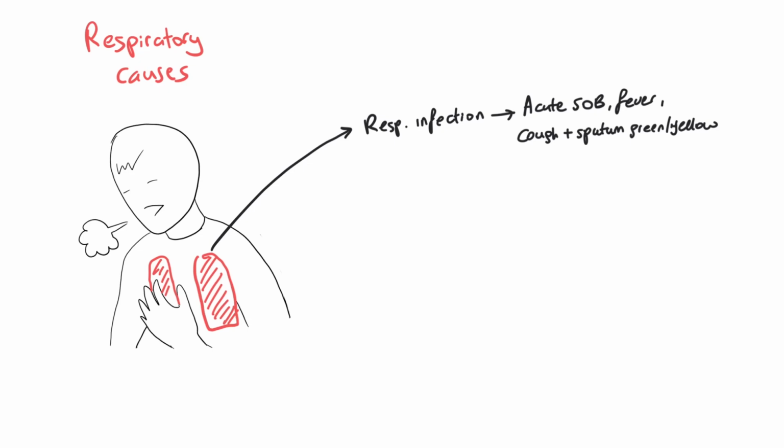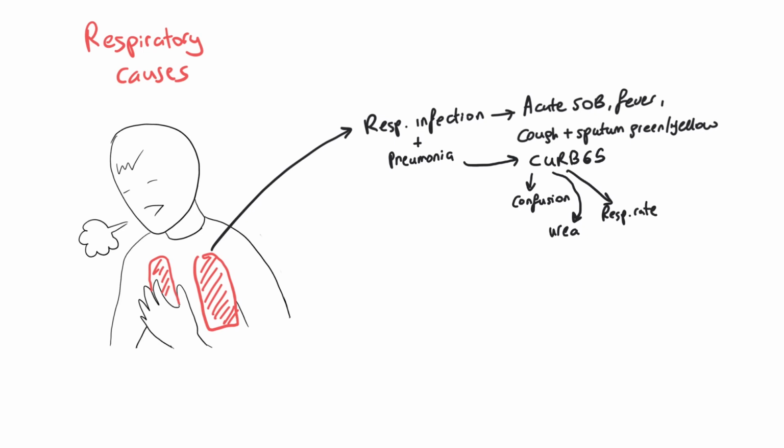Obviously, you need to also think about pneumonia, and this is particularly true with the elderly. If it's pneumonia, you want to think about the CURB-65 score, in which C stands for confusion, U for urea, which you can obviously do in a GP practice, and R for respiratory rate. Obviously, if this is more than 30, you have to get worried.